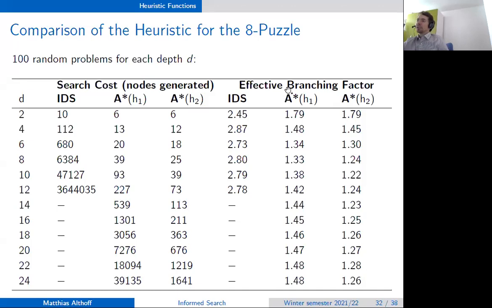And A star search with heuristic 1 has roughly an average branching factor of 1.45. And if you have the better heuristic, then the branching factor improves to roughly 1.26 to 7, something like that. So that's not a huge difference, but because of the exponential complexity, you see that in the end, the number of nodes that you need is drastically reduced.